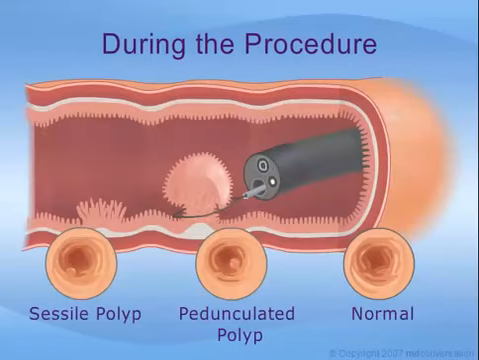During the procedure, your doctor can remove most abnormal growths in your colon, like a polyp, which is a growth in the lining of the bowel. Polyps are removed using tiny tools passed through the scope. By identifying and removing polyps, a colonoscopy helps to prevent many cancers from forming.